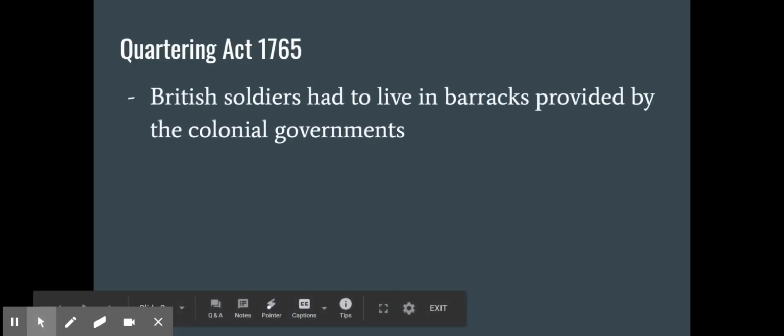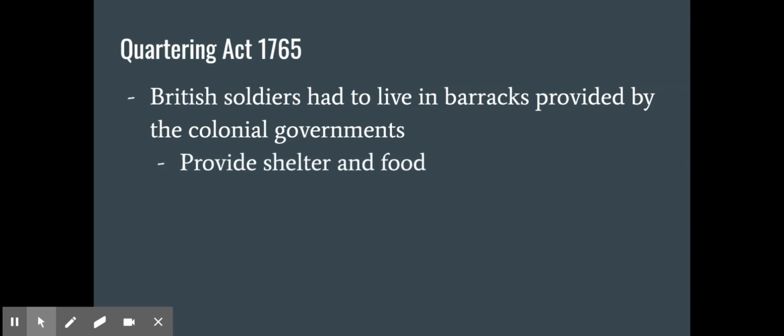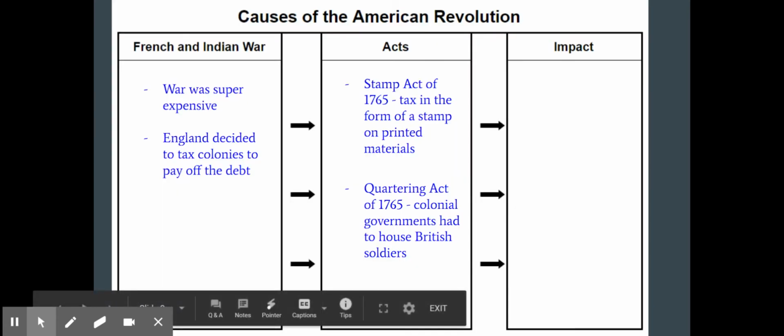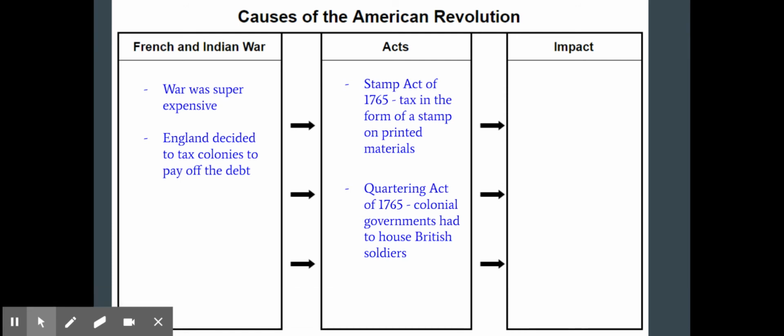So then we have the Quartering Act of 1765, which said that the British soldiers that were still in the colonies had to live in barracks or housing provided by the colonial government. So they had to provide shelter and food. This made people upset because colonists, one, did not like the idea of the British soldiers always being there, and two, the colonists did not want to pay for all of this for the British soldiers. So again, making sure that we pause and get down these notes.